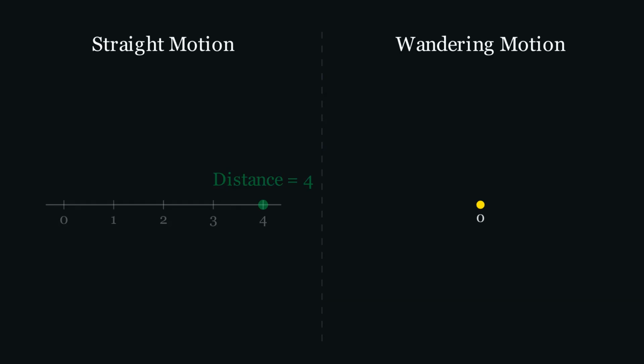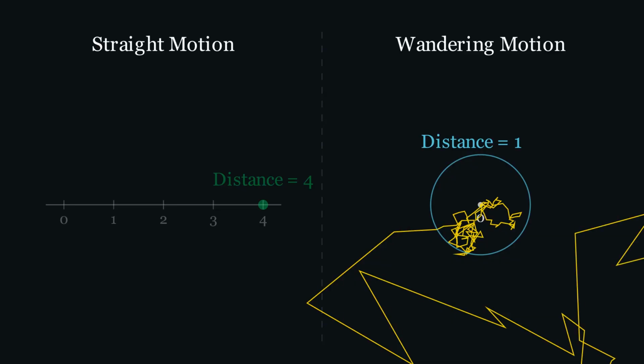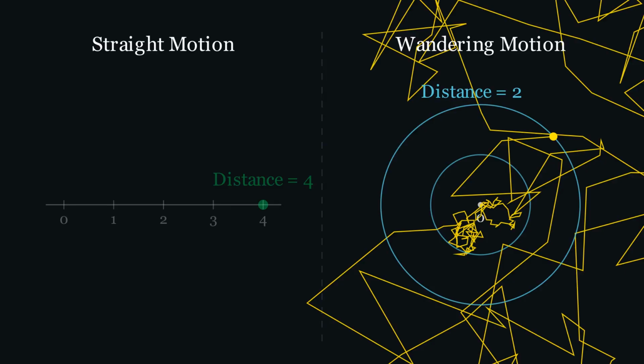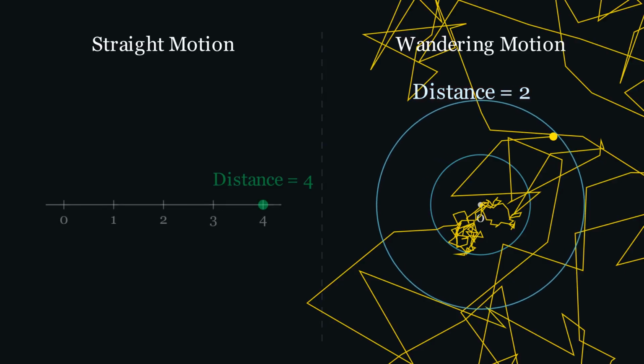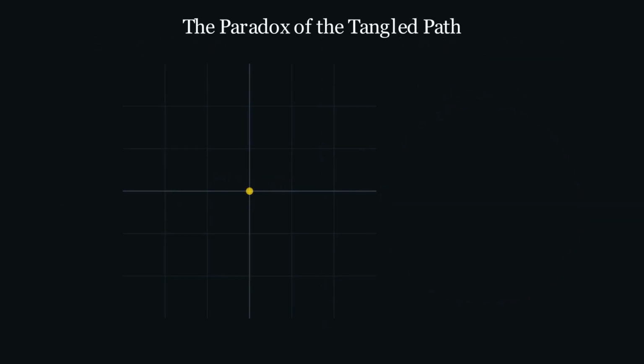Now consider our yellow wandering particle. In 1 second, it ends up about 1 unit from where it started. But after 4 seconds, it does not reach 4 units. On average, it is only 2 units away. Quadrupling the elapsed time only doubles the net displacement. This reveals the vivid tension at the heart of Brownian motion.